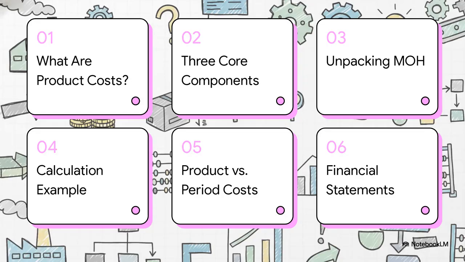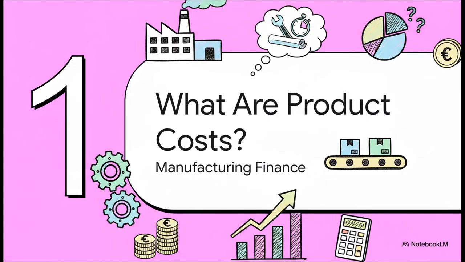So here's our game plan. We're going to start with the basics, what our product costs, then we'll break them down into their three core parts. After that, we'll get practical with a real calculation, see how these costs stack up against other business expenses, and finally, wrap it up by seeing how this all looks on the official books. All right, let's kick things off with Section 1.